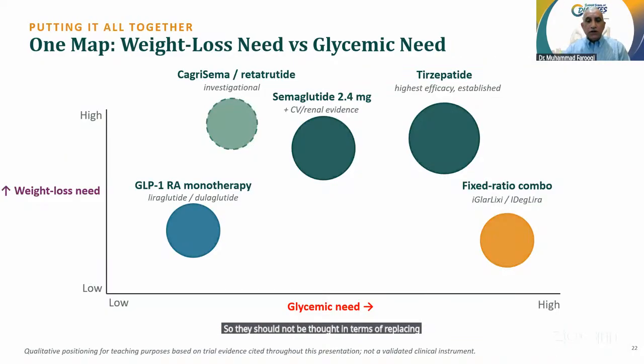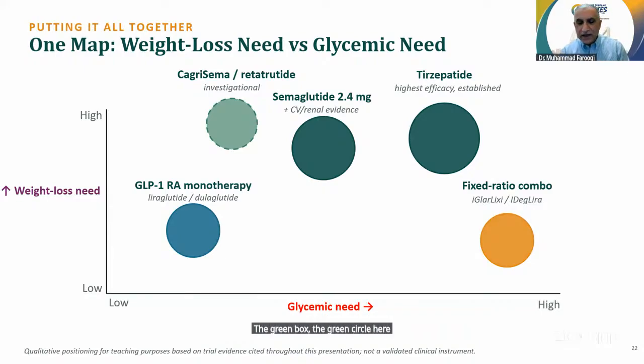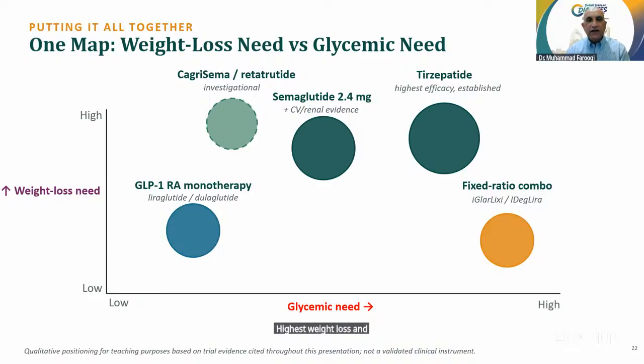So they should not be thought of in terms of replacing. Now, this is one more way of seeing the whole landscape at a glance by positioning each of these options that you have versus the glycemic control and the weight loss need of your patient. So the green circle here with the dotted line are the investigational agents, but the other ones, as you can see, are there and available to you for prescribing. So in terms of highest weight loss and high efficacy in terms of glycemic control, you can see tirzepatide.